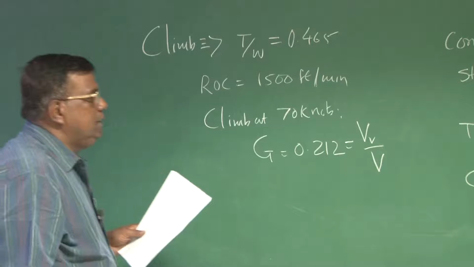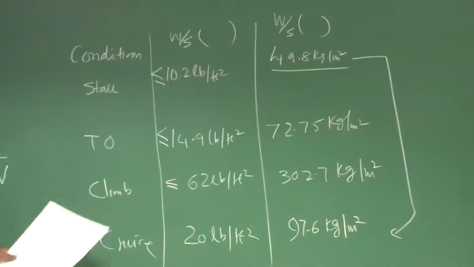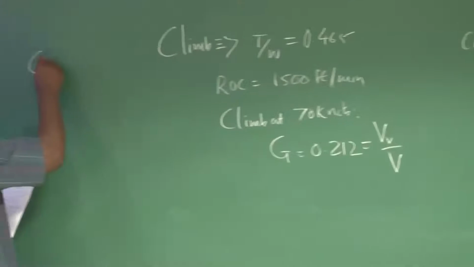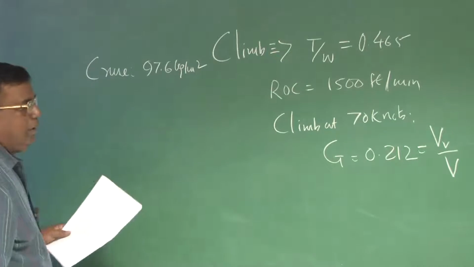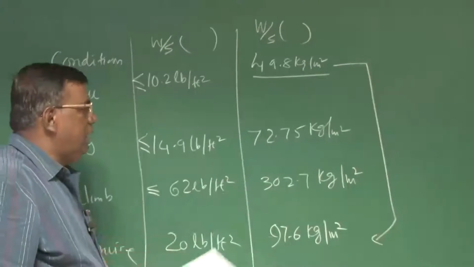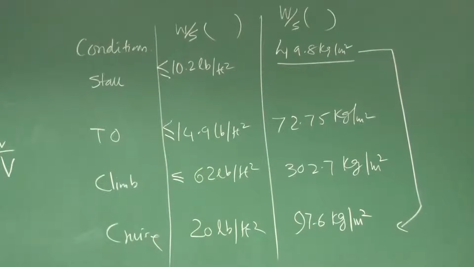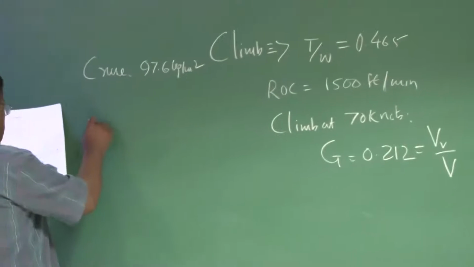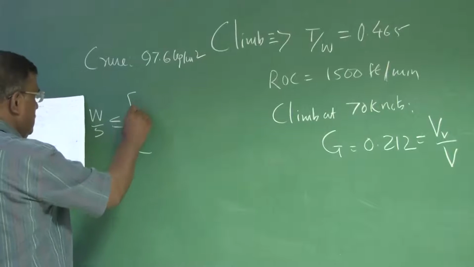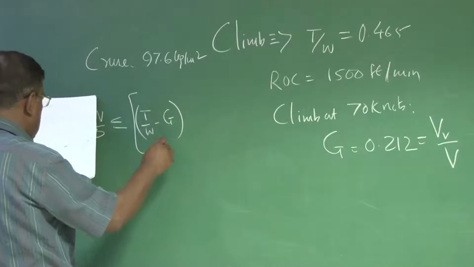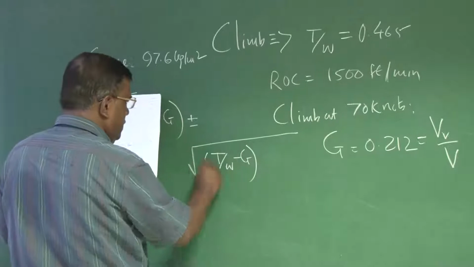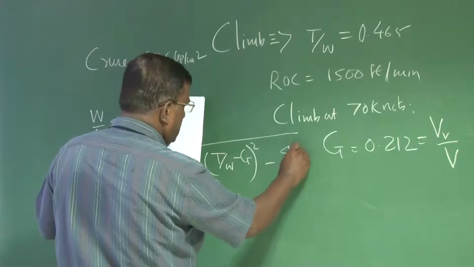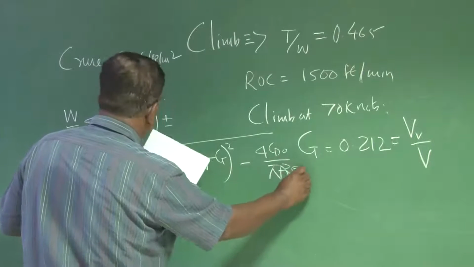So now the question is, if I have chosen cruise at W by S of 97.6 kg per meter square, but the climb requirement is around 302.7 kg per meter square, what is the implication of it? If you see, we write W by S less than or equal to T by W minus G plus minus under root of T by W minus G whole square minus 4 CD naught by pi aspect ratio E.